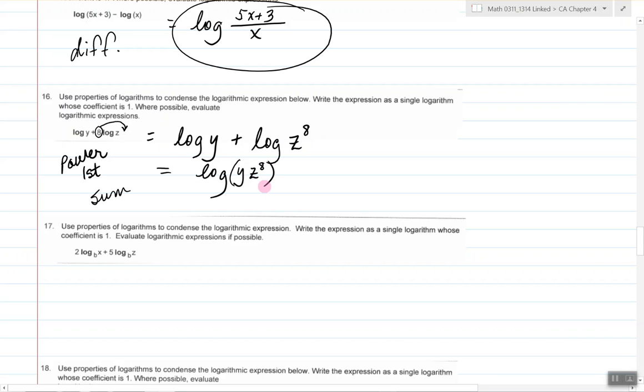So we had two steps. The coefficient of 8 became the power. Then I saw it was the sum of two logs. They had the same base, so I could condense them to a single log.